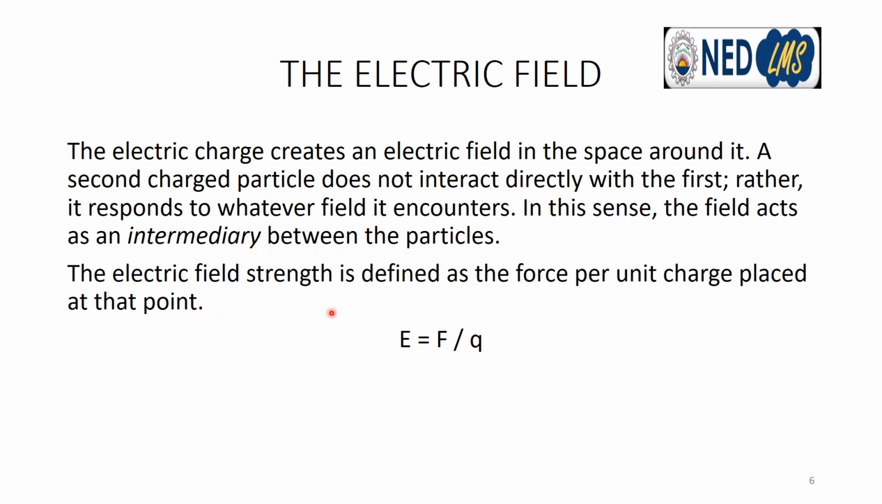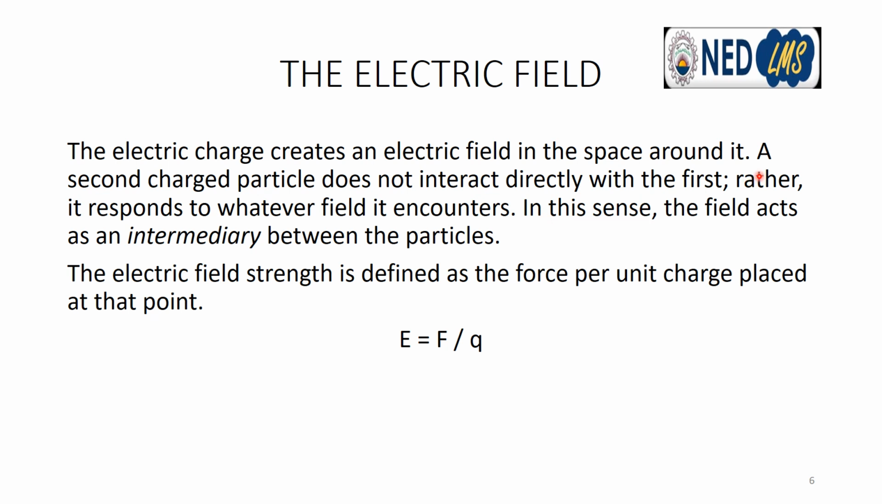The electric field strength is defined as the force per unit charge placed at that point, and this is the formula of electric field. What is the formula of electric field? The force per unit charge. The force per unit charge is the electric field. Actually, electric field is created in space around any charged particle. Means if you have a positive charge or a negative charge, the positive charge creates its own electric field, and the negative charge creates its own electric field.